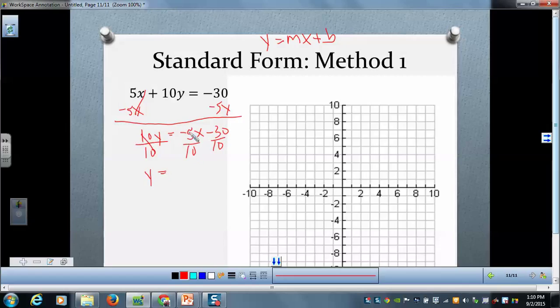Now, notice this reduces to negative 1/2 x, and negative 30 divided by 10 is negative 3. So once again, your y-intercept was (0, negative 3), right there, and your slope is negative 1/2. So I'm going to go down 1, right 2, down 1, right 2. And there it is. Perfect.